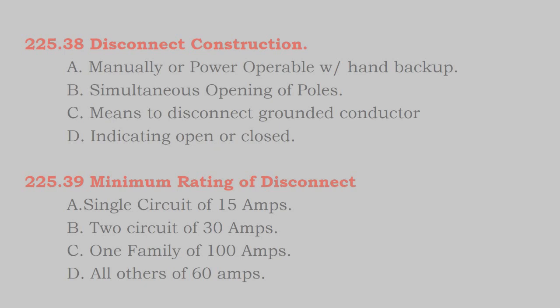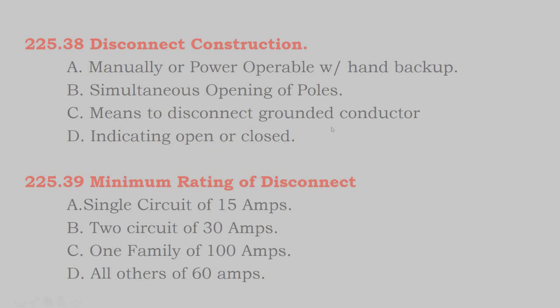The disconnects need to operate both poles, both positive and negative poles. They can have the means to disconnect the neutral, the grounded conductor. They need to indicate if they're open or closed. And then there are some minimum ratings for the smallest disconnect size requirements.